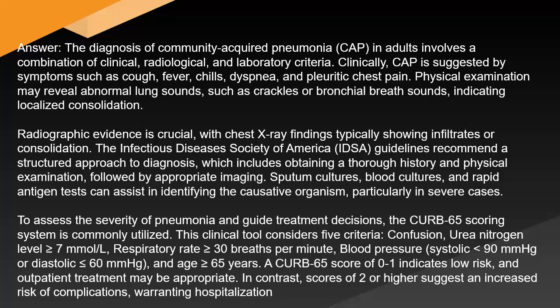A CURB-65 score of 0-1 indicates low risk and outpatient treatment may be appropriate. In contrast, scores of 2 or higher suggest an increased risk of complications warranting hospitalization.